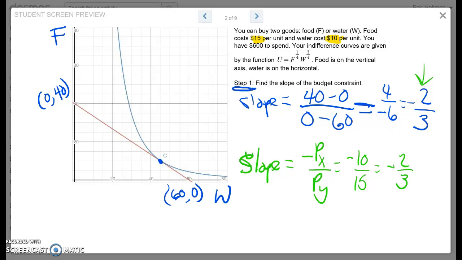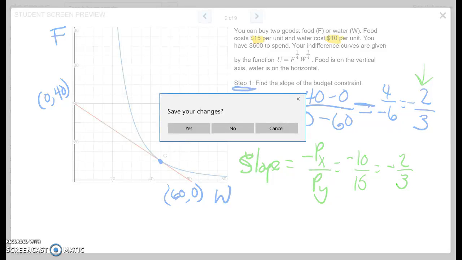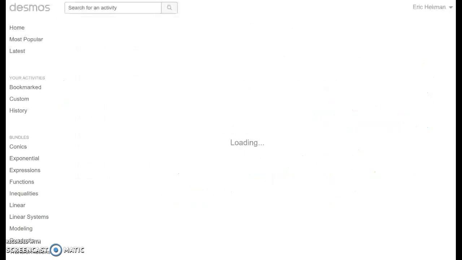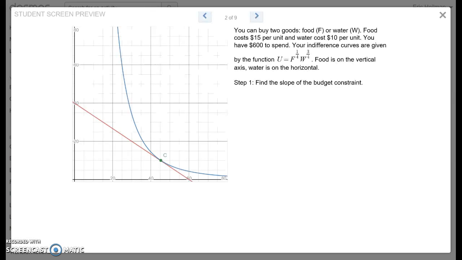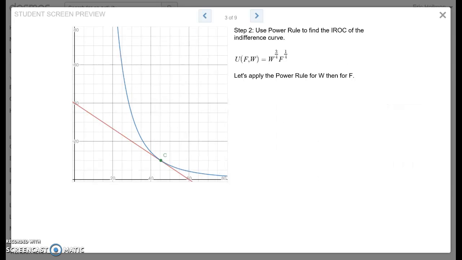Okay, so that was pretty straightforward. So now we're going to look at how we find the rate of change of the indifference curve. Finding the rate of change, or the slope, of a nonlinear function is a new skill for most people. So I'm going to go through this pretty carefully.